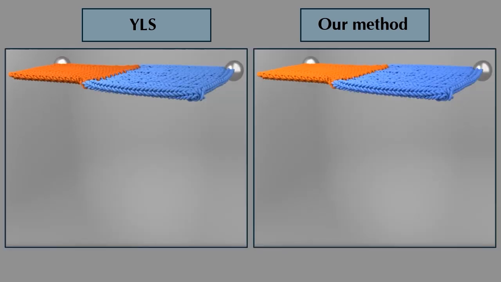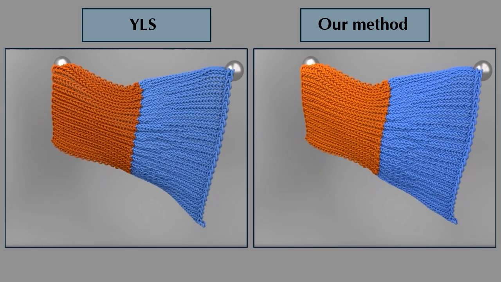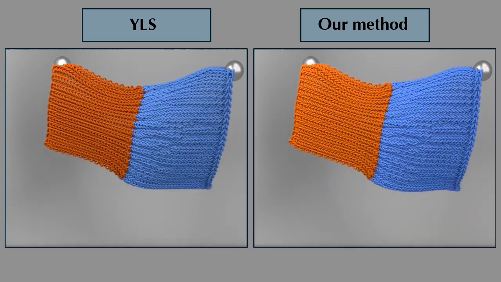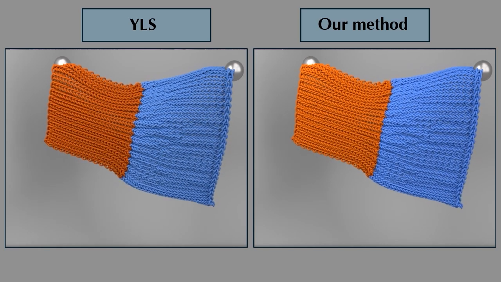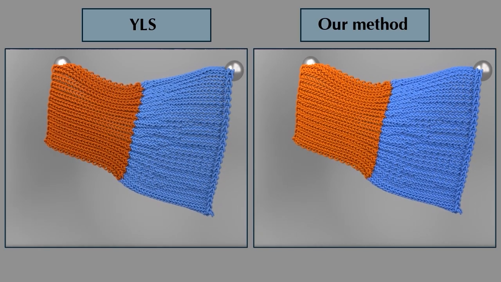We have 77,000 DOF on the mesh, and our simulation takes 121 milliseconds for one step, which is about 80 times faster than running the simulation at yarn level.